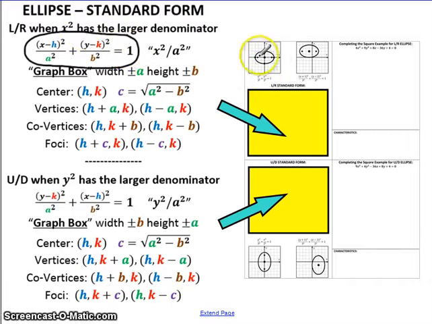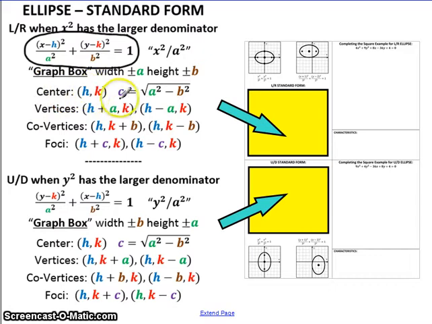So we know that the ellipse is going to go left and right, like this picture here, when we have x squared divided by a squared. Now how do we know which is a and which is b? The way that we know is that a is going to be the bigger number. So the ellipse goes left and right when the x squared has the bigger number for the denominator. This thing I'm calling a graph box. We'll see when we graph it, but basically we're going to start at the center and go a units left, a units right, b units up, and b units down, and those define the sides of a box, and the ellipse is going to fit inside the box.